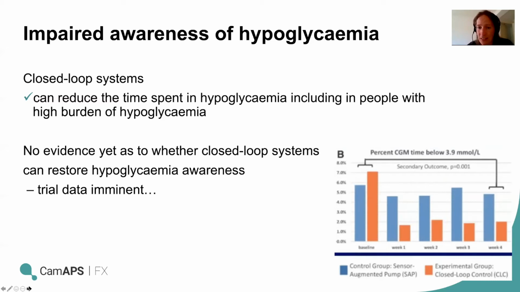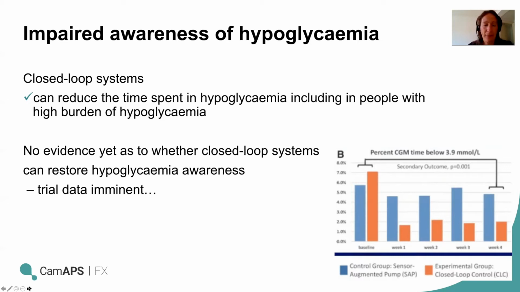And you can see in this graph here, this was a study which compared pump and sensor with closed loop. The blue bars are those with pump and sensor, and the red bars are those with closed loop. Over the first 4 weeks of a period of closed loop, you can see that there was much less time spent in hypoglycemia with the closed loop system than with pump and sensor. So there's pretty good evidence that closed loop systems can help with hypoglycemia.